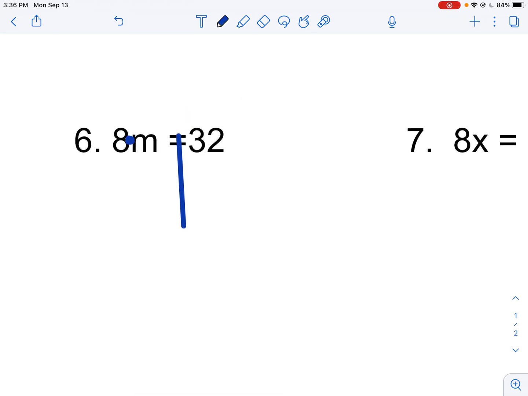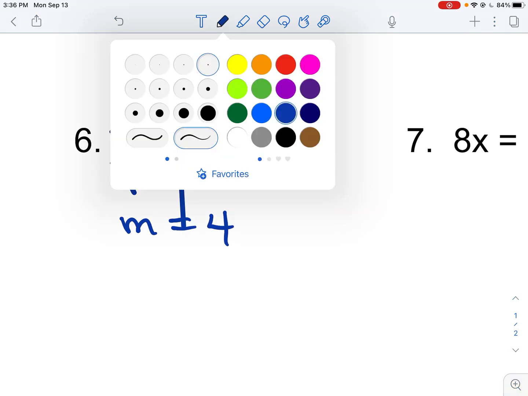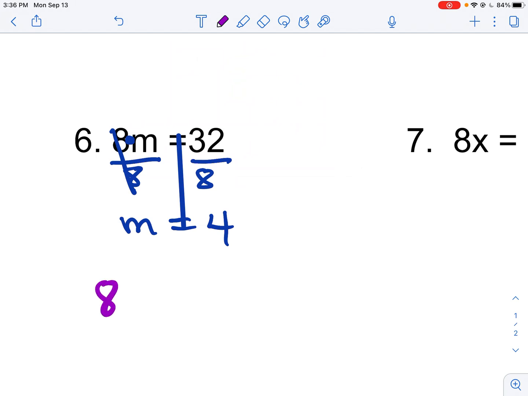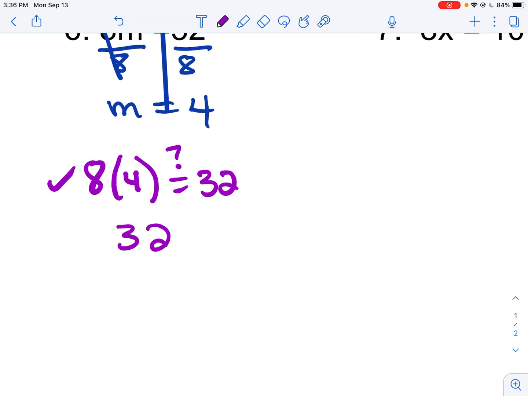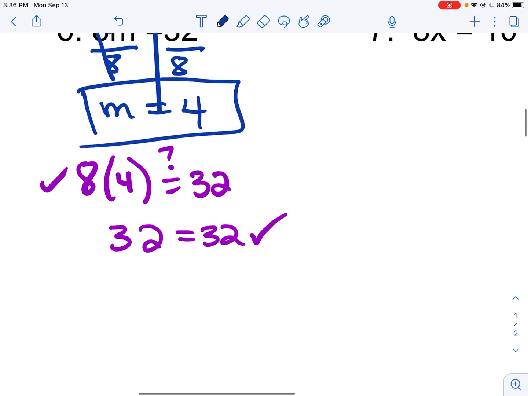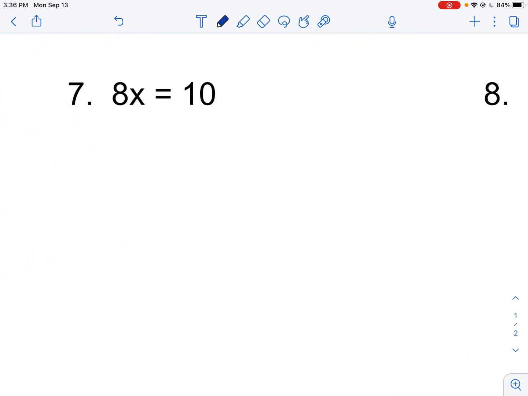this is multiplication. So the opposite of multiplication, or the inverse operation, would be division. So I would divide both sides by 8. Those cancel and I get m. This would be 4. So 8 times 4, does that equal 32? So yes, 8 times 4 is 32. So yes, you have the right answer. So m does equal 4.